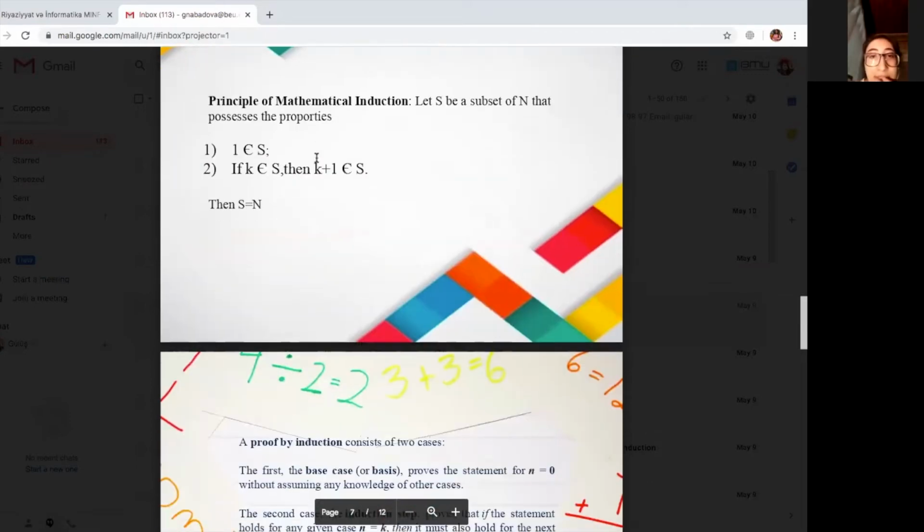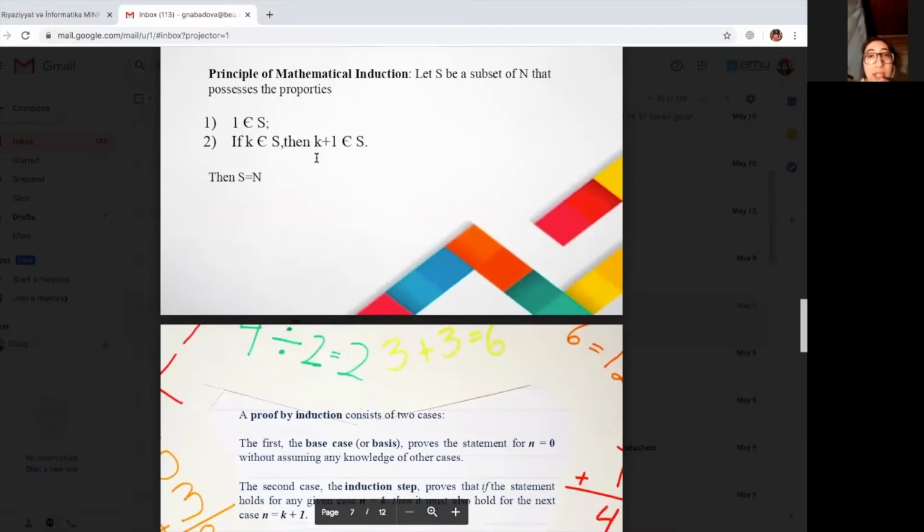Principle of mathematical induction. For example, we have a subset N of S. We have two rules. Firstly, 1 must be included in the set S. Secondly, if k is included in S, then k plus 1 is also included in S. Then S is equal to N, and N is a subset of S.